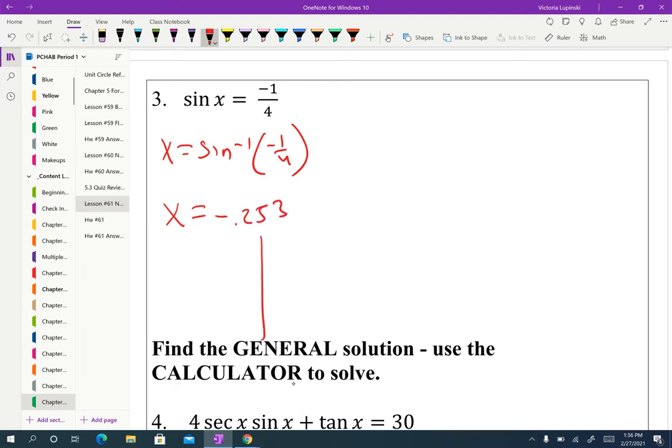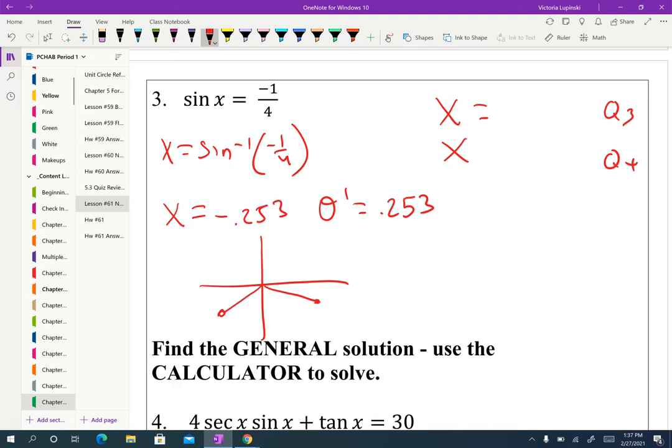So if you think about your circle, negative 0.253, that's an angle here in the fourth quadrant. Hopefully you can remember, again, back from lesson 46, if you get a negative acute angle out of the calculator, which this is, the reference angle is always the positive version of this, which would be positive 0.253. So that's going to help me. If I'm talking about sines being negative, I'm going to need an answer in quadrant 3 and in quadrant 4.